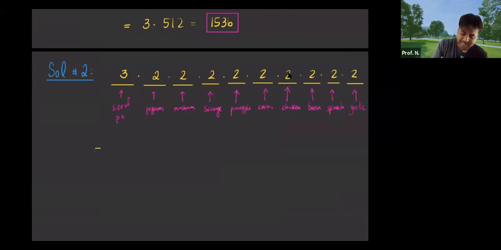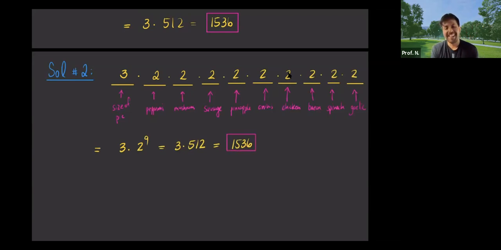So this number is really 3 times 2 to the 9th. And guess what 2 to the 9th is? It's 512, which equals 1536. When you look at it from this way, you're like, what? Right? You're like, wait, I could have done this the whole time. But do you see, that's the beauty behind this. It's how you view it.